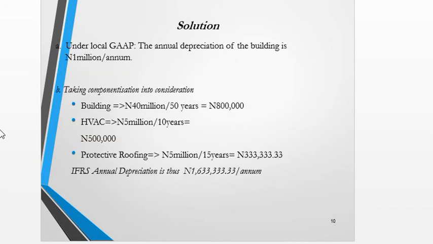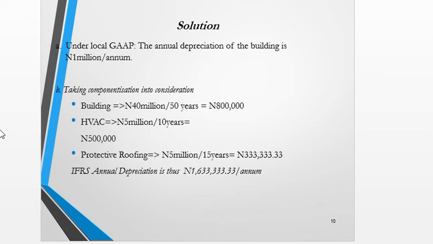Now, what will be the annual depreciation based on componentization? The building, 40 million divided by 50 years, will give us 800,000. HVAC 5 million divided by 10 years will give us 500,000. Protective roofing 5 million divided by 15 years will give us 333,000. When we add up the annual depreciation for these three components, we will have 1.6 million. Now look at the material difference. Assuming we did not do componentization, we will be depreciating 1 million as against 1.6 million, meaning we are under depreciating our assets.